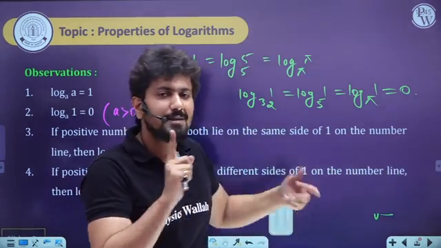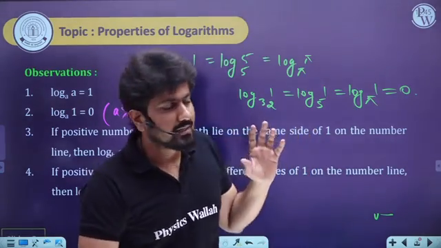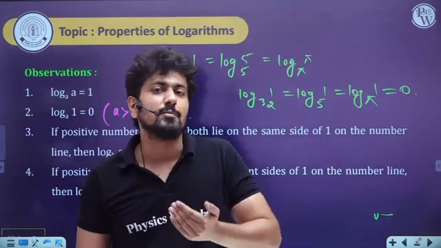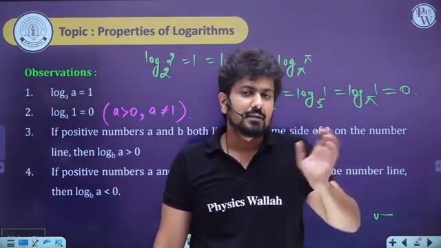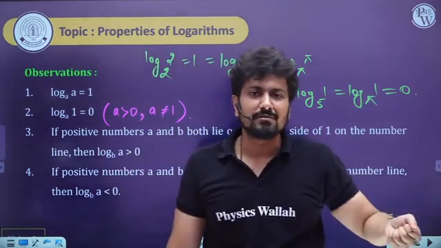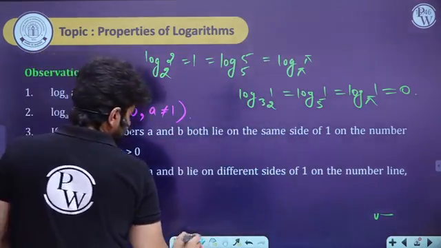So the condition is base can't be equal to 1 and number should be positive, whether it is in the base or it is in the log. Basically every number inside the log has to be positive. The outcome of log can be negative, like log of 2 to the base 1 by 2 is minus 1. Suppose if I ask you what is log of a to the base 1 by a.